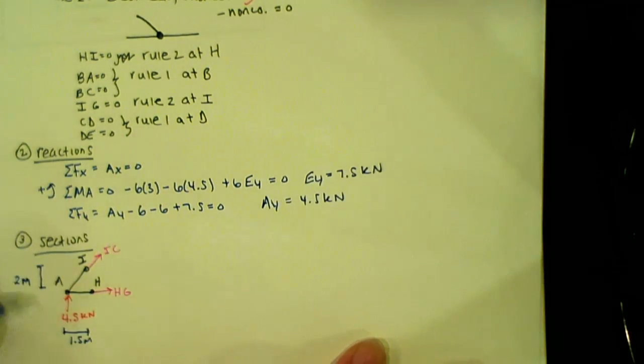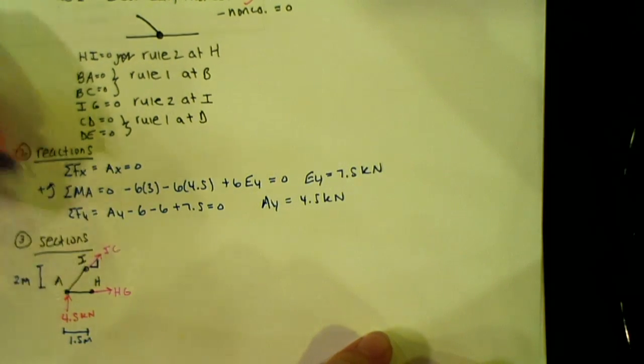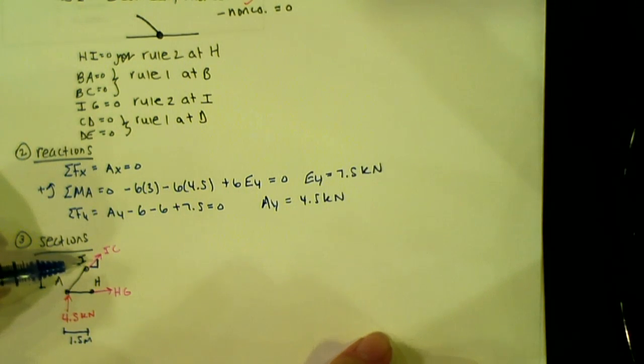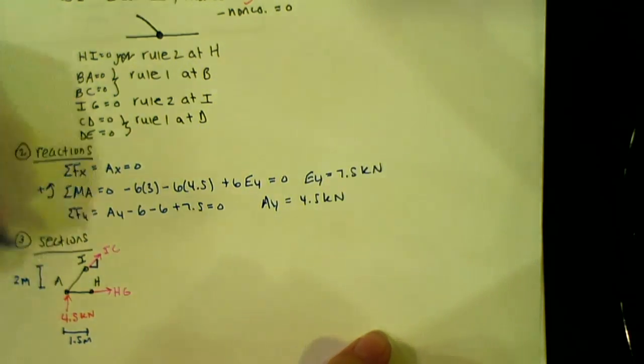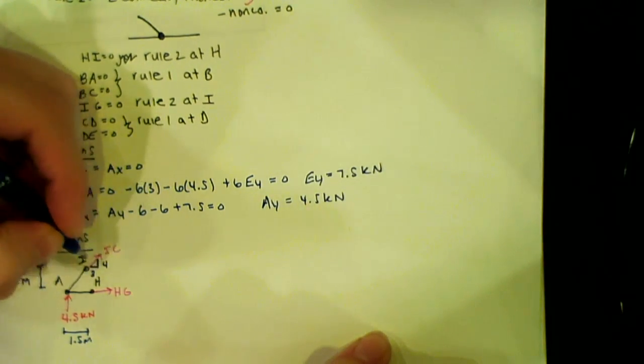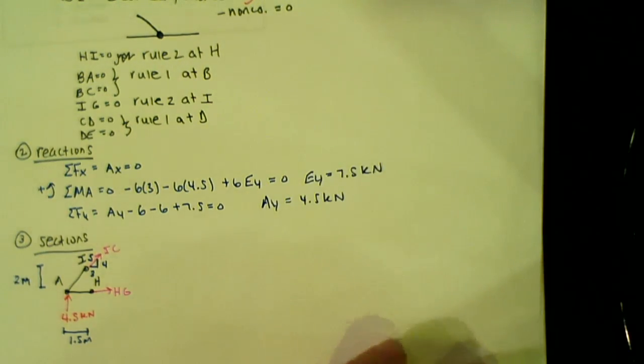So if that's 1.5 and that's 2, what kind of triangle do I have for that arrow? 3, 4, 5, good. So this is 3, 4, 5. So we're going to need that in order to break that into components. Everyone good so far? Yeah?